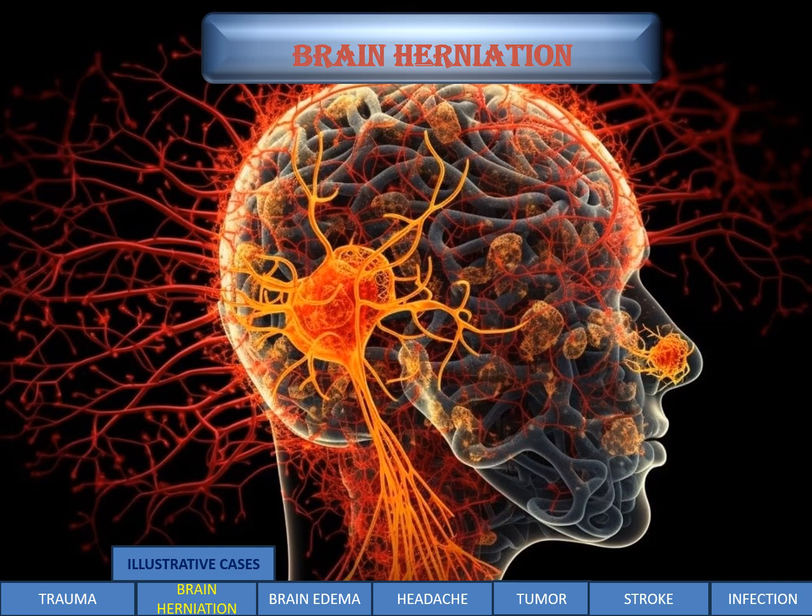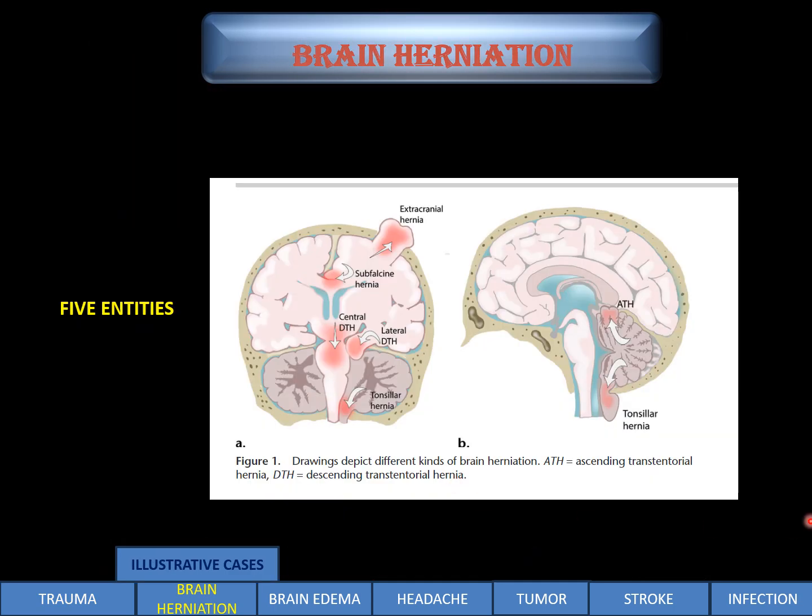So moving on to the next one, which is brain herniation. Before going to brain herniation, let's know what the different types of brain herniation are. One is subfalcine, in which underneath the falx cerebri, we are able to see brain tissue, the cingulate gyrus, which goes through it. Then there is an extracranial herniation in which through a defect in the skull, we are able to see brain tissue which is going out.